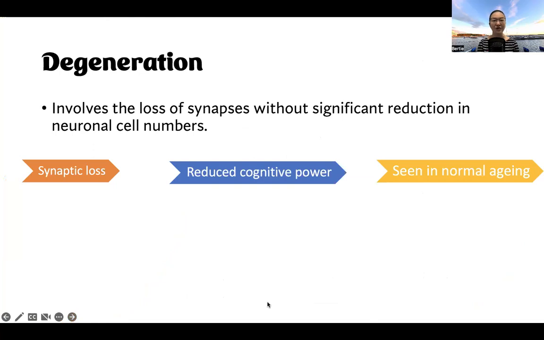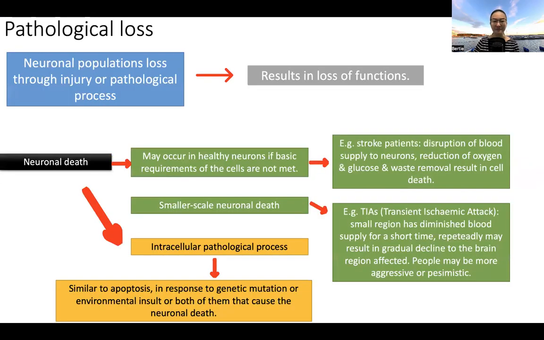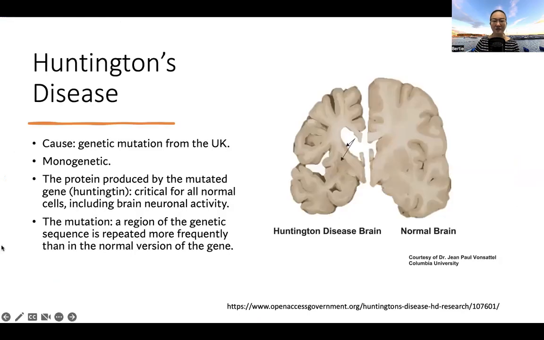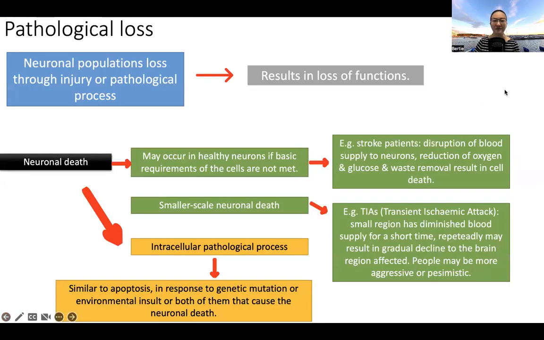Degeneration involves the loss of synapses without significant reduction in neural cell numbers. Synaptic loss and reduced cognitive power are seen in normal aging. Pathological loss: neuronal populations are lost through injury or a pathological process, resulting in loss of functions.